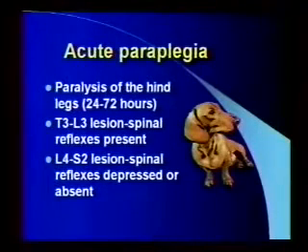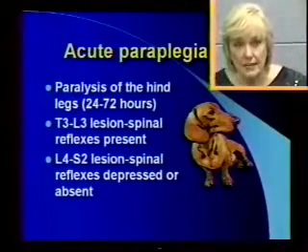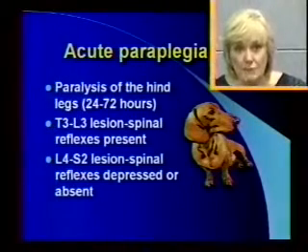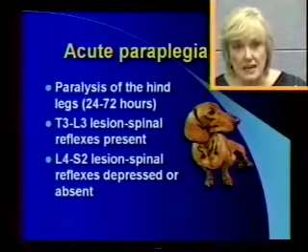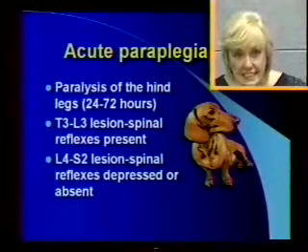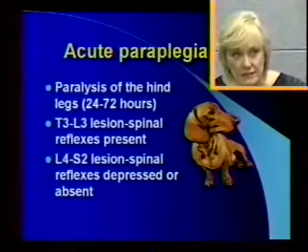Acute paraplegia is also an emergency situation, because that means paralysis of the hind limbs has occurred over a 24 to 72-hour period. If the spinal reflexes in the legs are present, the lesion is at T3 to L3. This is a very important point. So paralysis of the hind limbs with spinal reflexes intact, the lesion is T3 to L3. The head is normal, the front legs are normal, it's just the hind legs that are affected.